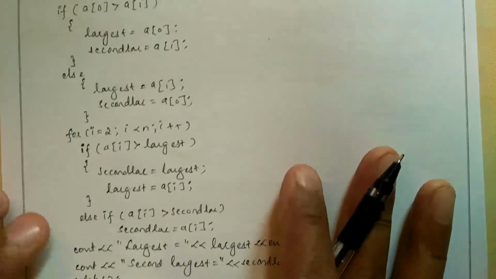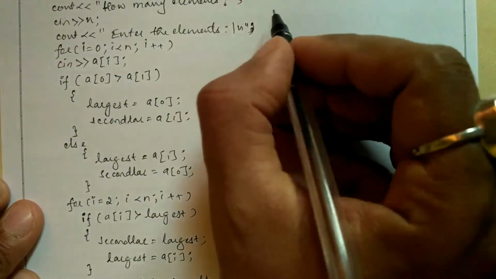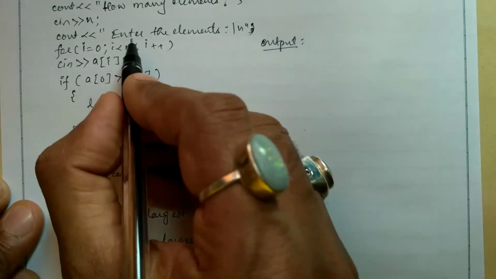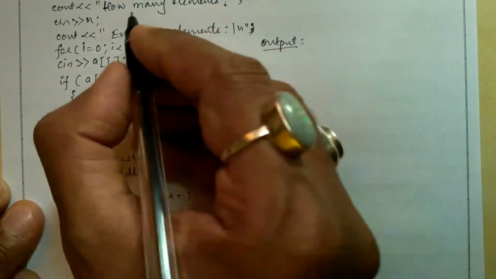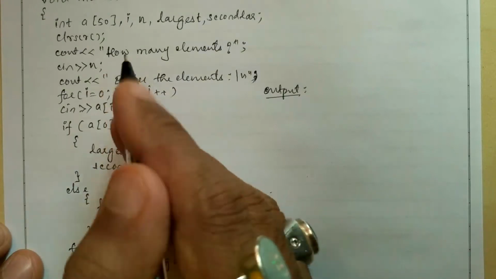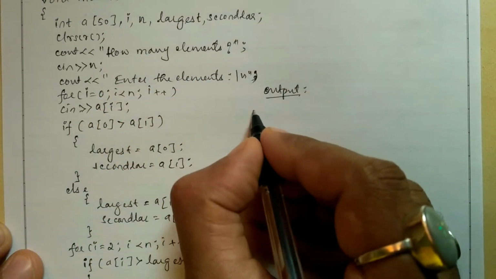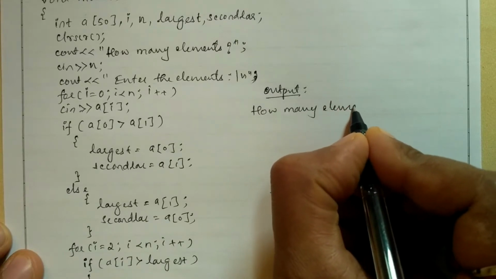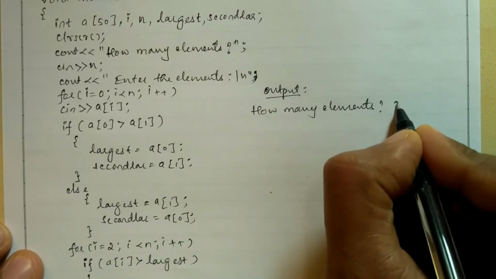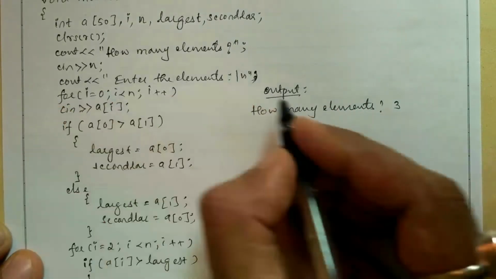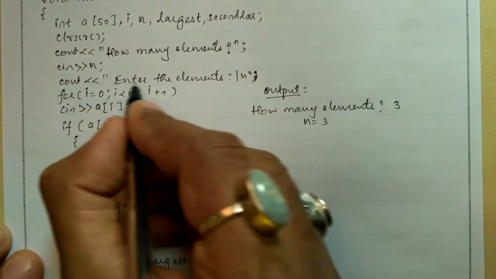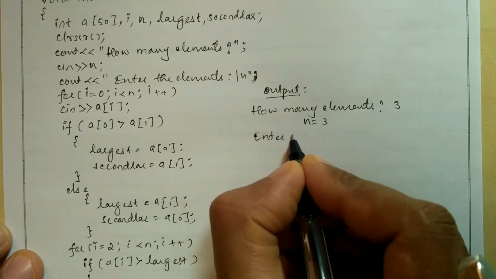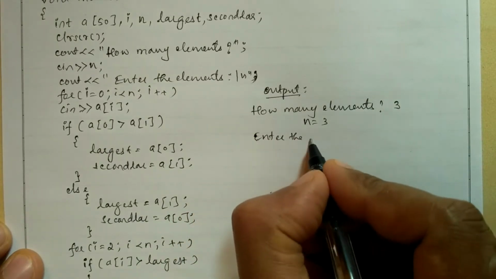So now let us take an example. Here I am going to write the output. Once we compile and run this program, it will ask the user how many elements. So here I'm going to print how many elements. Okay, for example, I'm going to enter 3. Okay, so n is holding 3. Next it is going to ask the user to enter the elements. Now I'm going to write enter the elements.